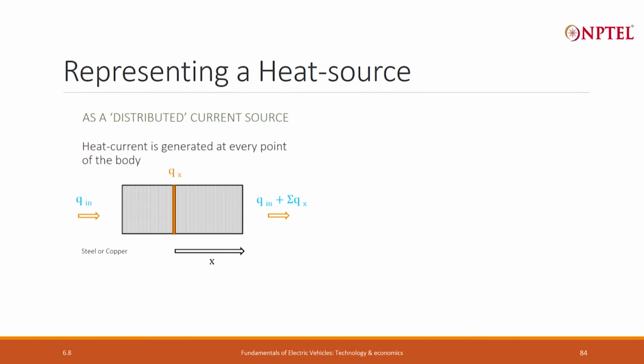In addition, some heat is coming into the body from some external sources, which is passing through. The heat that is passing through will encounter the entire resistance of the body, but the heat that is getting generated, how much resistance is it encountering? We can say that on the average it is encountering half the resistance of the body.